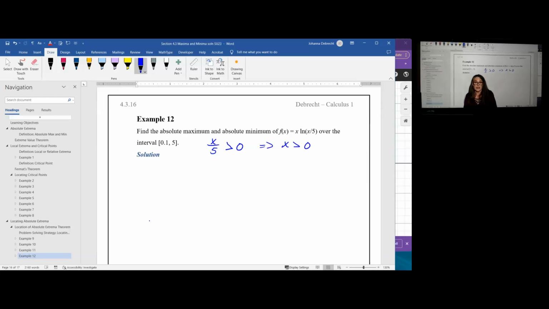Because this does fall in that range, I know that this function, the product of two continuous functions, is continuous. That's condition 1. The second two conditions are met by the closed bounded interval 0.1 to 5. You will need to use both the chain rule and the product rule in order to find the critical points for this function. Go ahead and pause the video, work it out, then turn it back on, and we'll compare our answers.